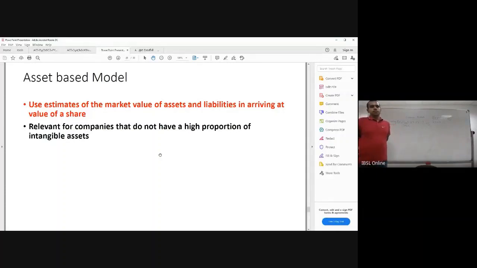These use estimates of market values of assets and liabilities in arriving at the value of a share. It's relevant for companies that do not have high proportions of intangible assets. So you take the actual value of assets and liabilities. How much are they actually worth? And then you divide by the number of shares, and you should get the value of a share, the price of a share. It's called an asset-based model.